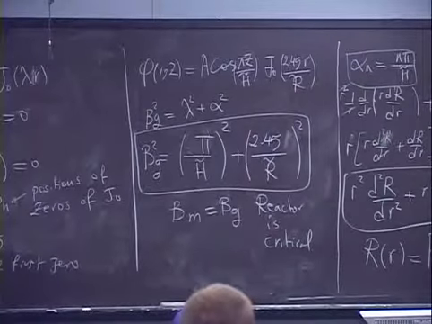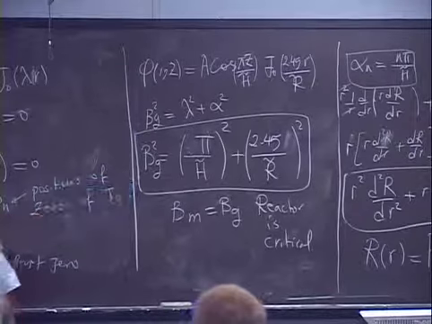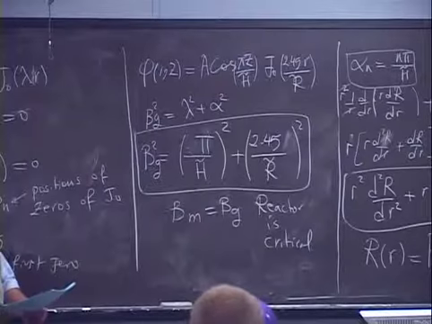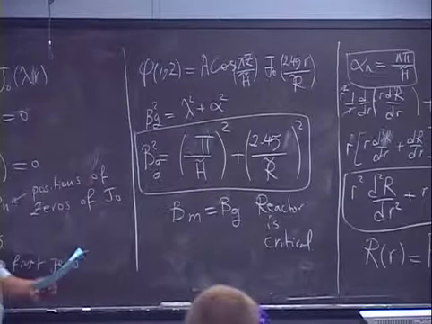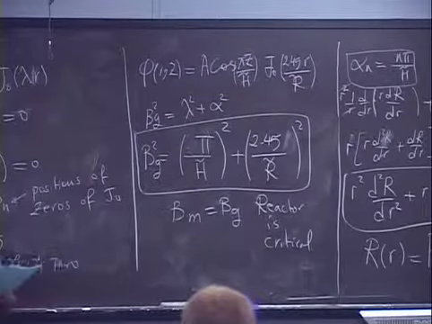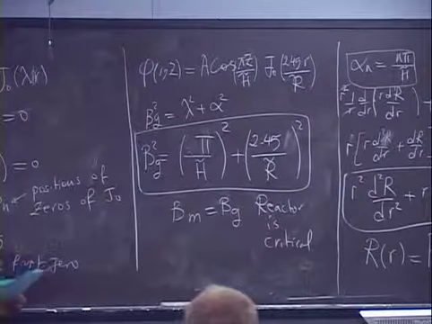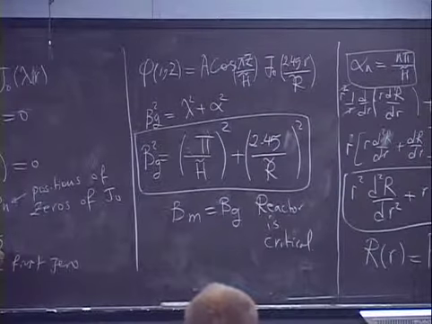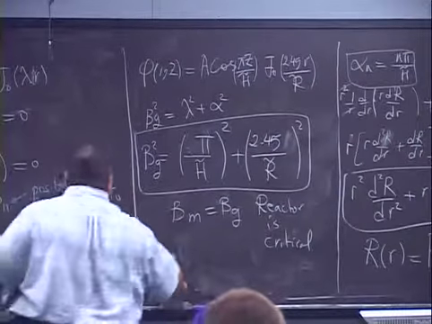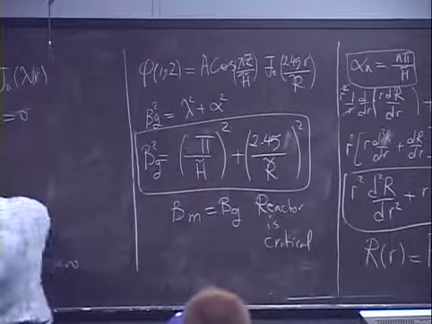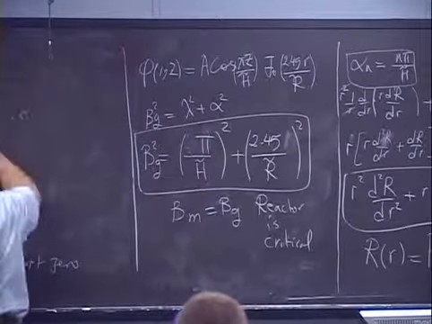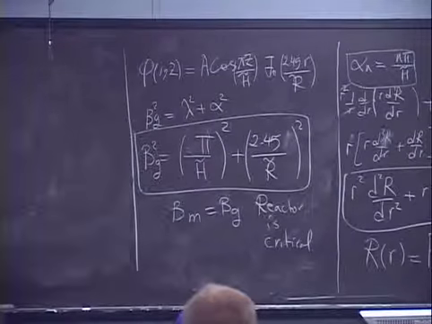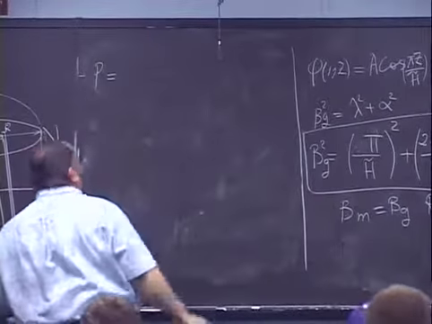So the geometrical buckling is just the dimension for the reactor, the bigger dimension. Thank you. I'm sorry. Do you have any questions so far? So how to get the constant A? To get the constant A, we need to know the power of the reactor. So how do we calculate the power of the reactor, by the way?